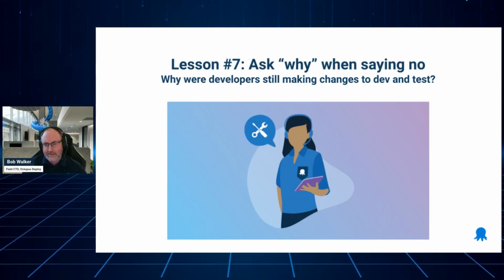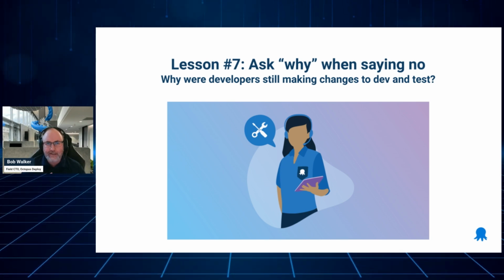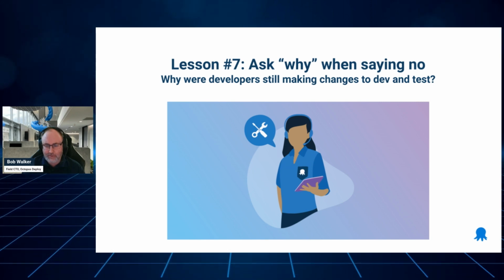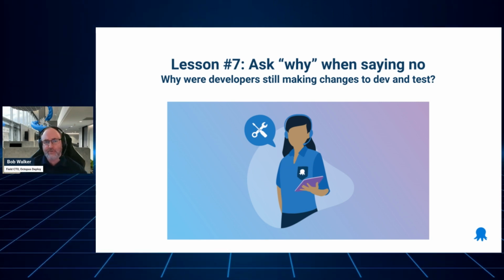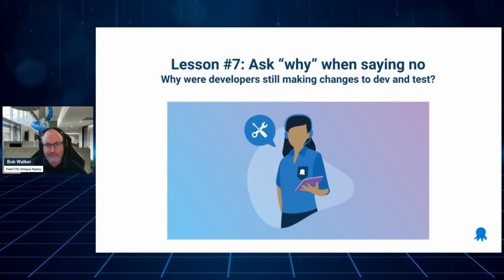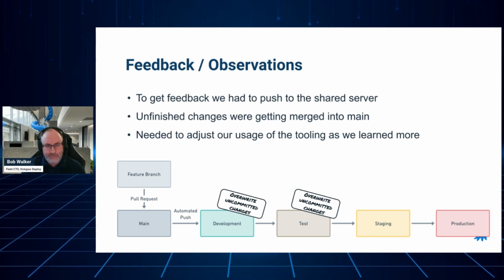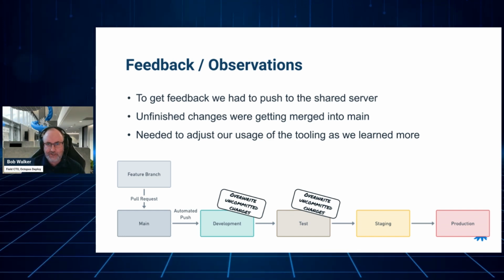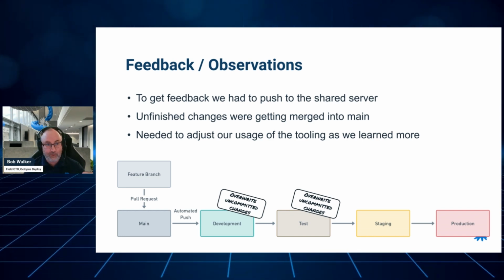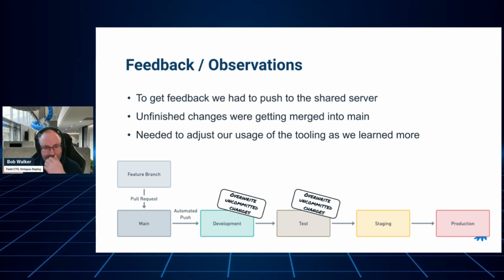So one of the lessons that I wish I learned was to ask why when I was saying no to developers that kept trying to make changes directly in dev and test and not follow the process that we had in place. What was happening was, if you look at this process, we make a change on the feature branch, and then we have a pull request into main, and then that's what kicks it off to dev, test, staging, and production.